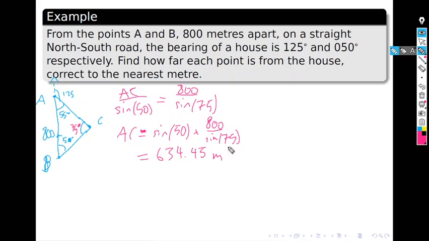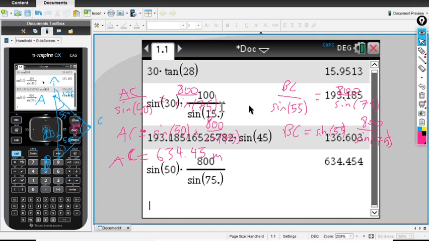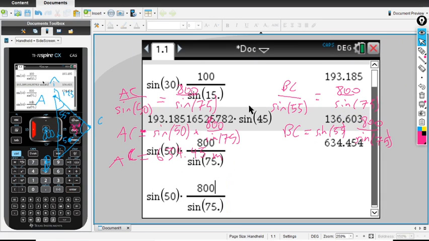Let's just do another sine rule to get the other one. You can use that same 800 on sine 75, we can still use that, and now we're just using the other one. So BC, the opposite angle is 55, sine of 55. Those are equal, so BC is sine 55 times that same thing, 800 on sine of 75. And again, we're just going back to our calculator to do the work for us.